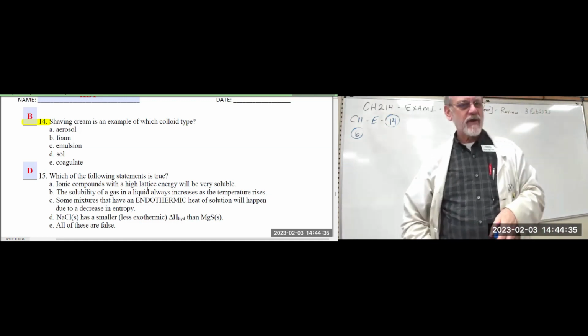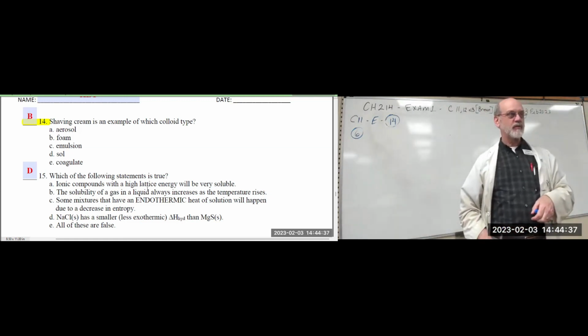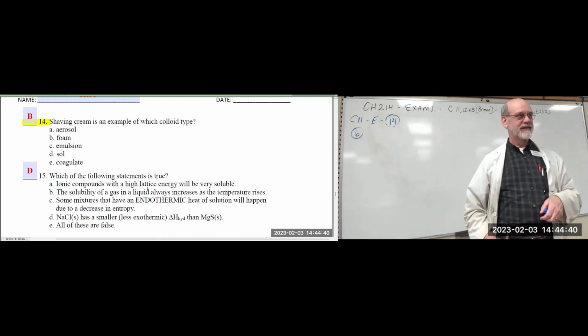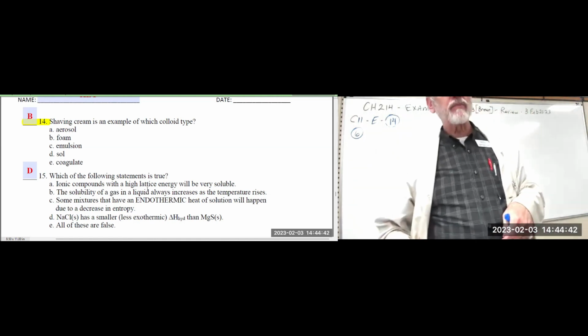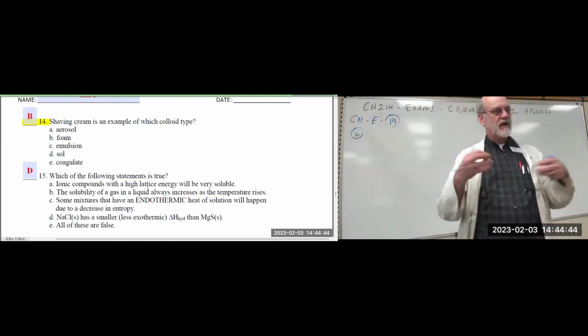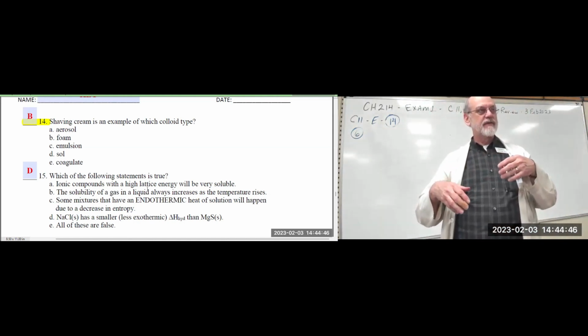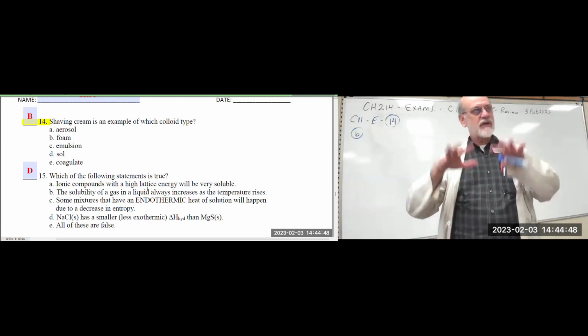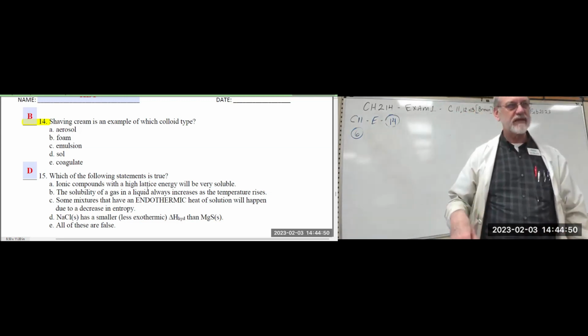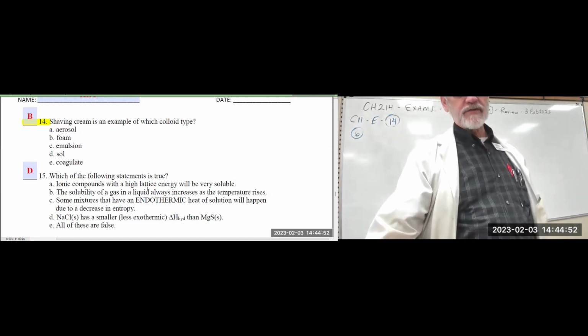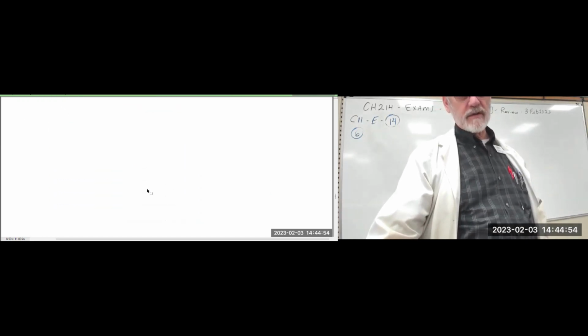Coagulate, that's not a type of colloid. That's what happens to a colloid when you destroy it. You make the particles bigger by clumping them together. And then they're so big that they won't stay in suspension any longer. That destroys the colloid.